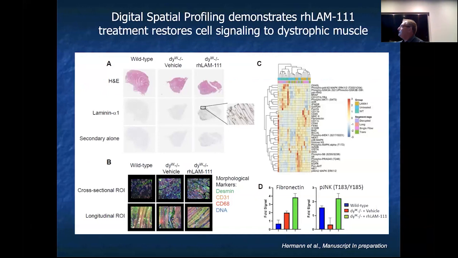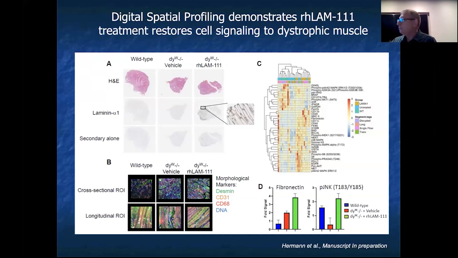So the other thing that Haley has done now is we've used a new method called digital spatial profiling. This is a brand new technology that Haley has been using to actually look at simultaneously how laminin 111, in this case, restores all of the parts of muscle. With this technology, and she used not the transcriptome but the antibodies, we can screen literally almost 100 antibodies simultaneously within a couple of days across the entire muscle.